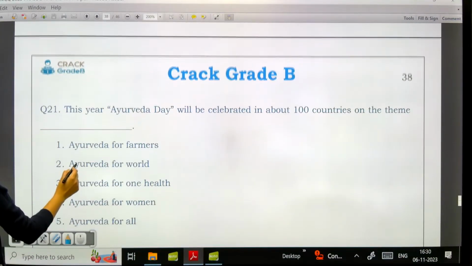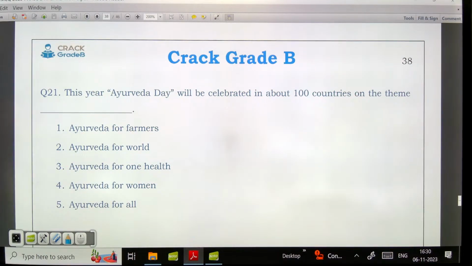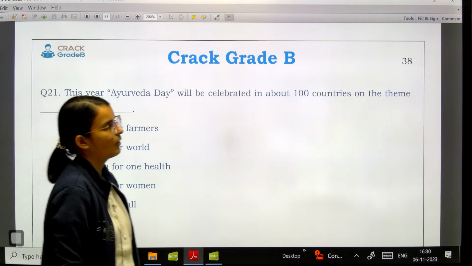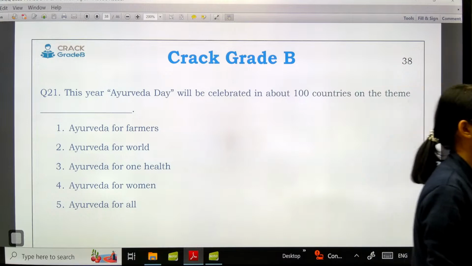Next question. This year Ayurveda Day will be celebrated in about 100 countries on the theme dash: Ayurveda for farmers, Ayurveda for world, Ayurveda for one health, Ayurveda for women, or Ayurveda for all. Identify the correct theme.